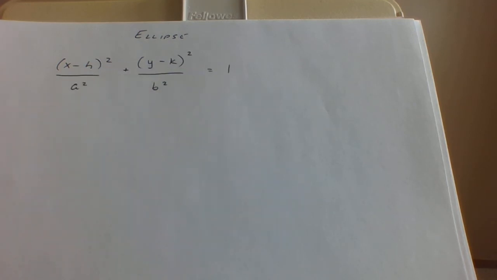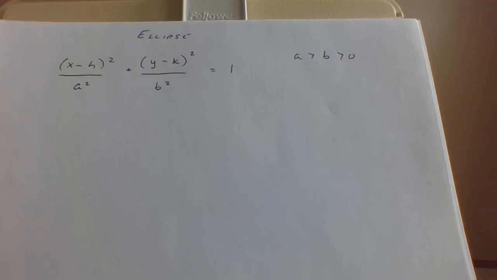So let's start talking about our general formula for an ellipse. We're going to start with this one, which is (x minus h) quantity squared over a squared, plus (y minus k) quantity squared over b squared, equals 1.